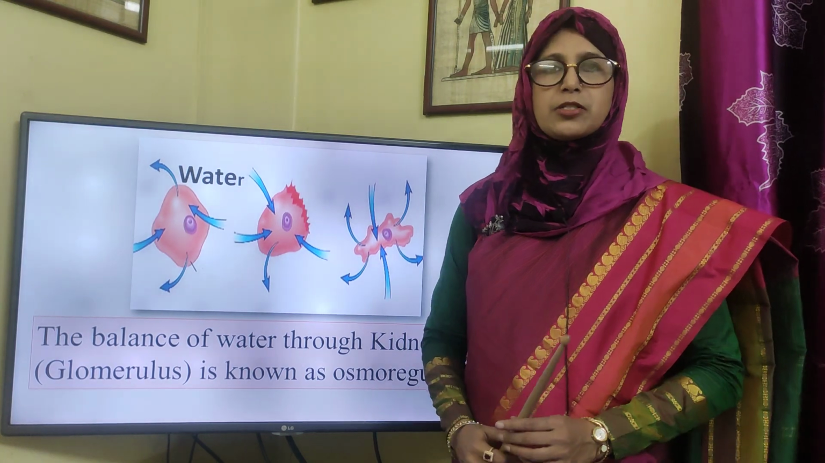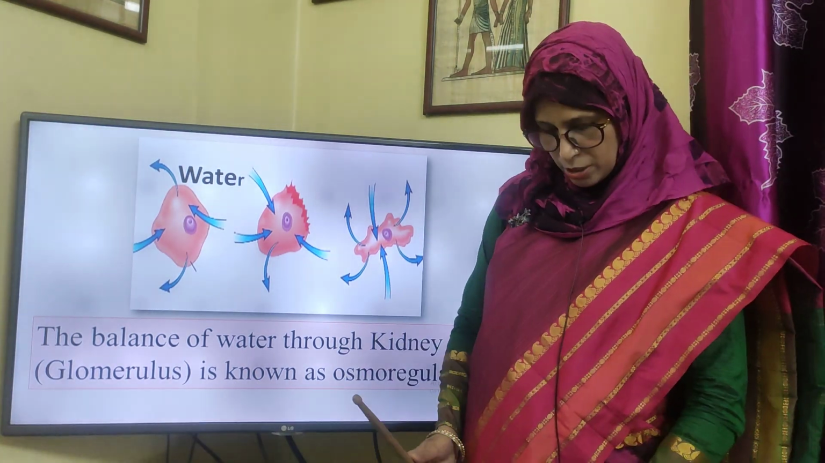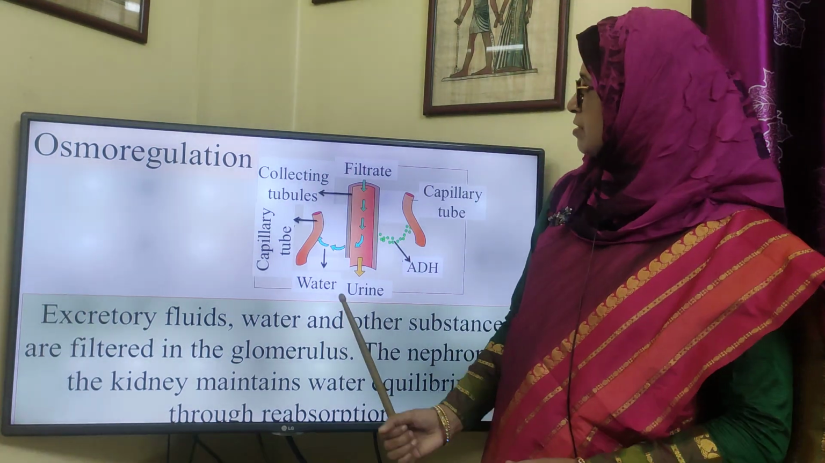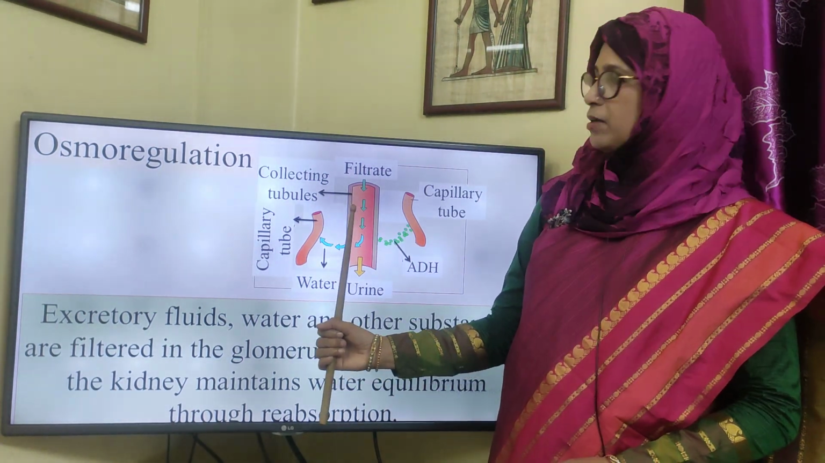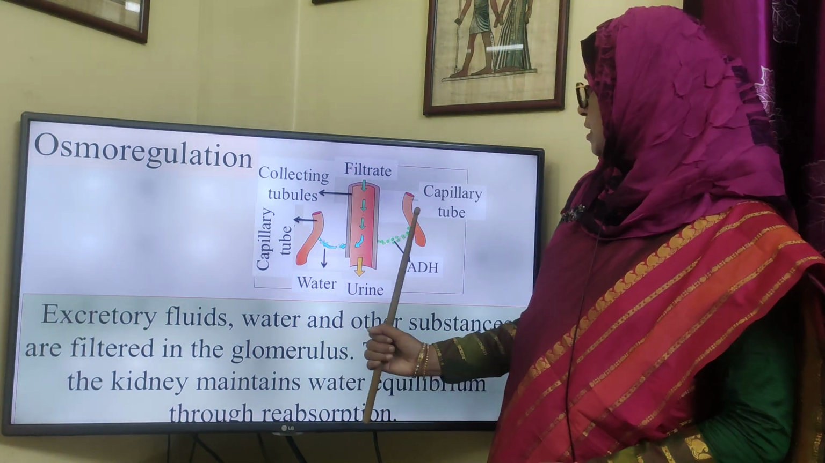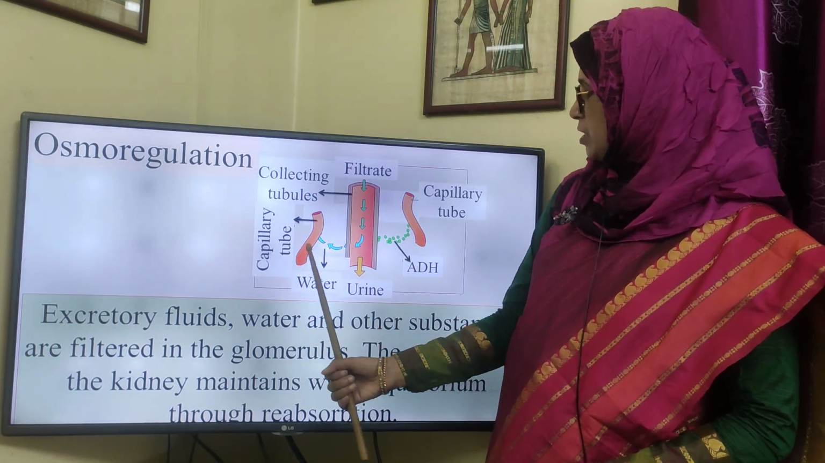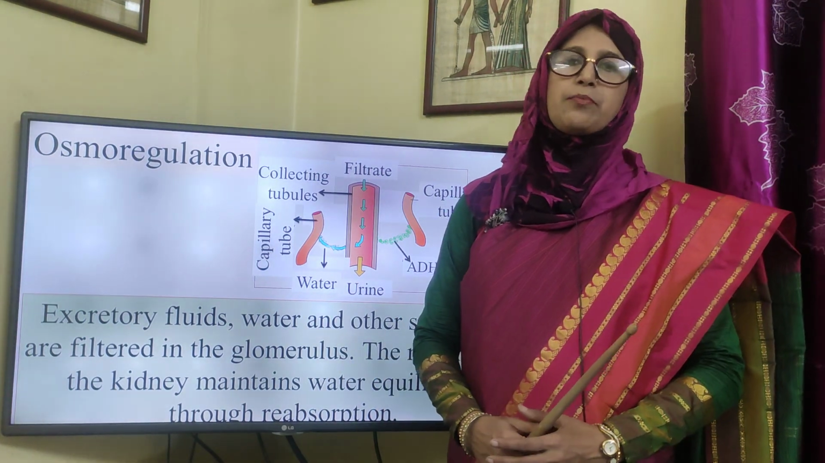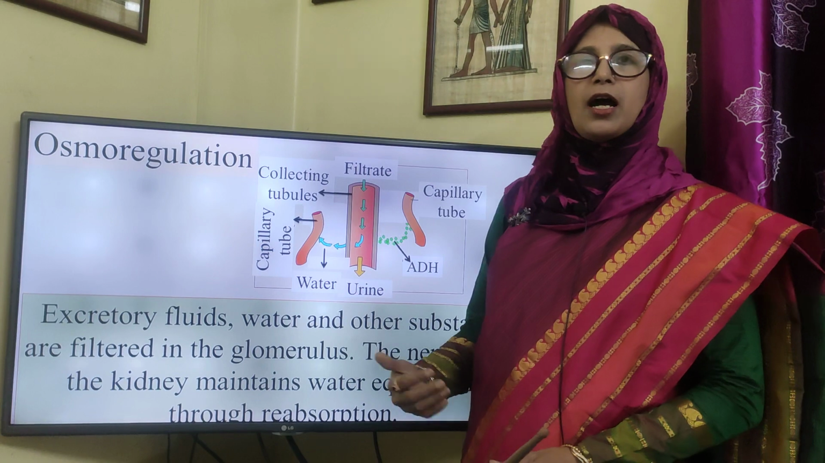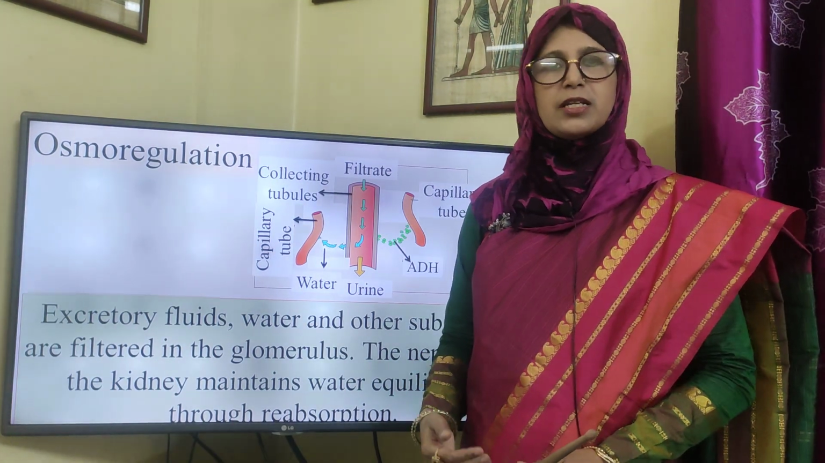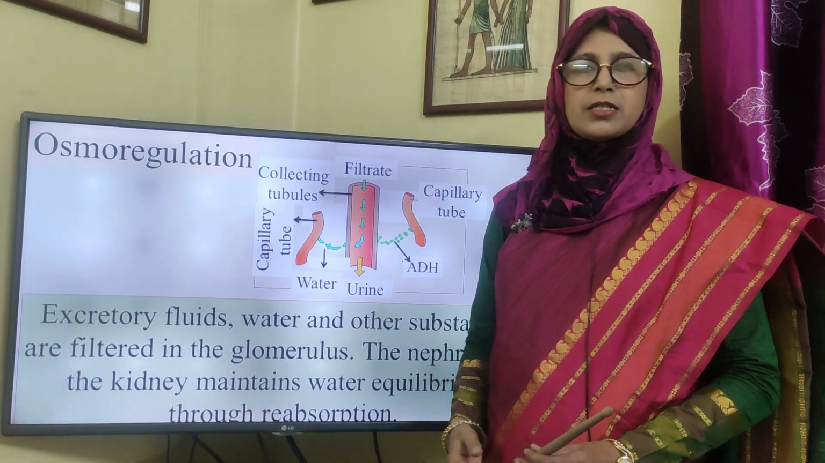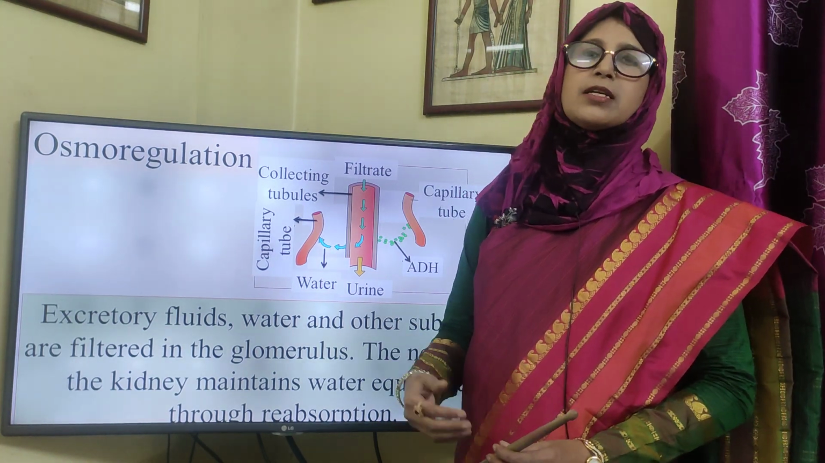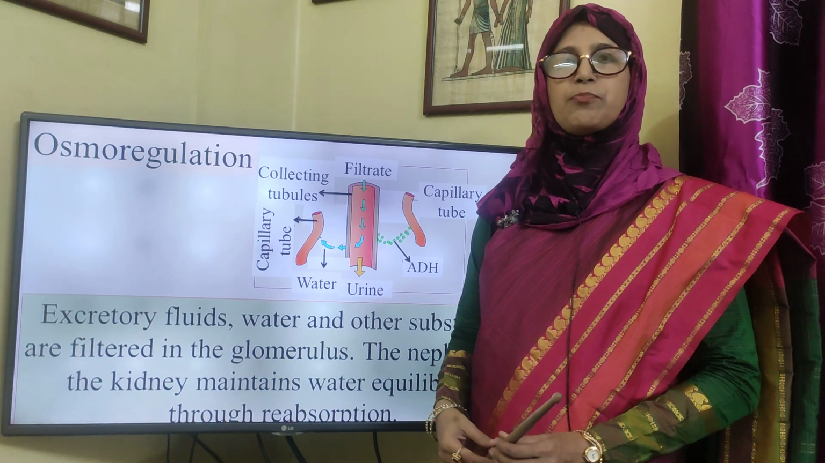And which organ is related to this osmoregulation? This one is the glomerulus. So here is another one. The glomerulus is a structure of the kidney. This one is the capillary tube, and this one is water, urine and filtrate. In the structure of the nephron we learned how filtration happens and how urine is produced inside the kidney, and which part acts as a filter. The glomerulus acts as a filter. That means inside the glomerulus the urine is purified.